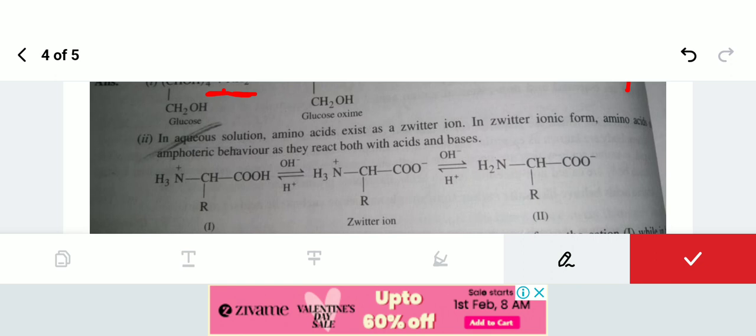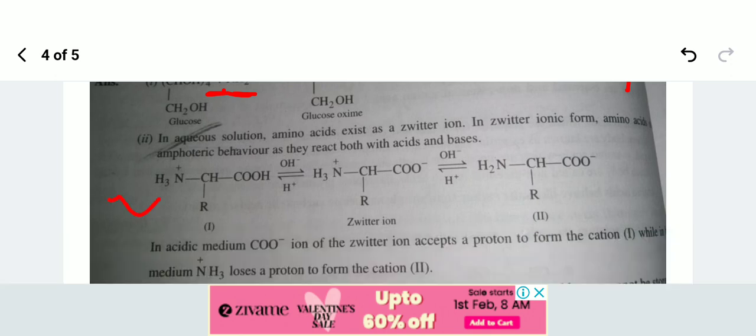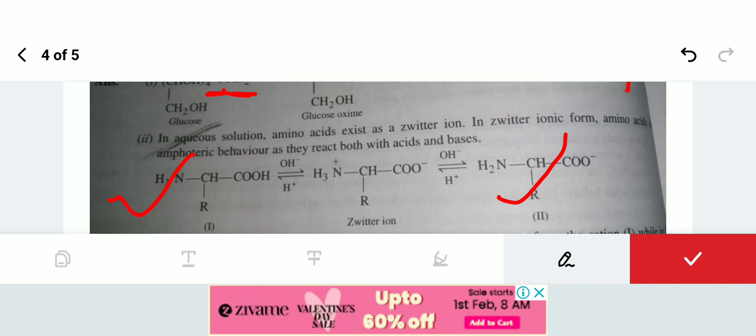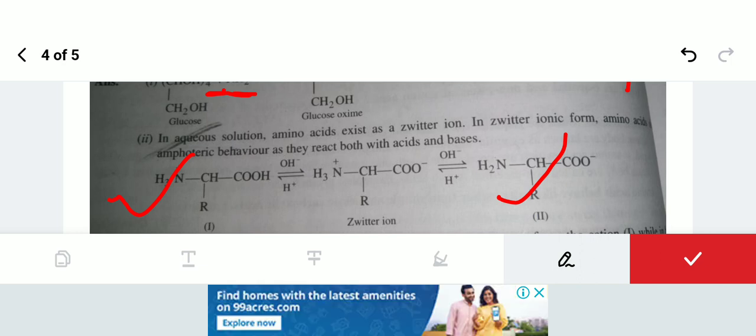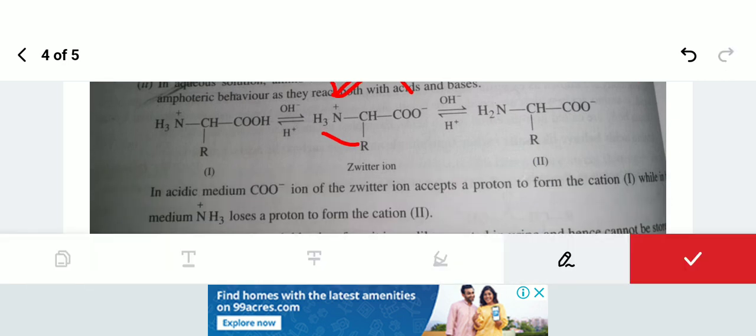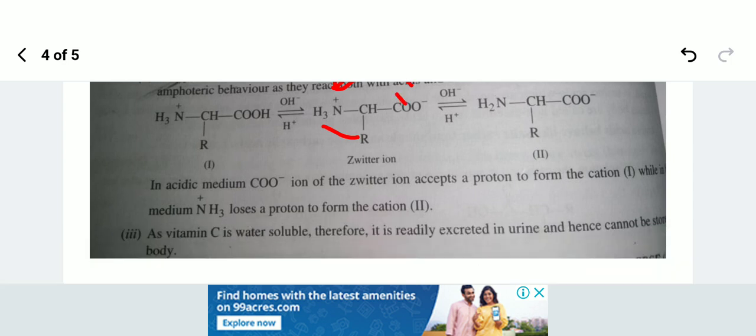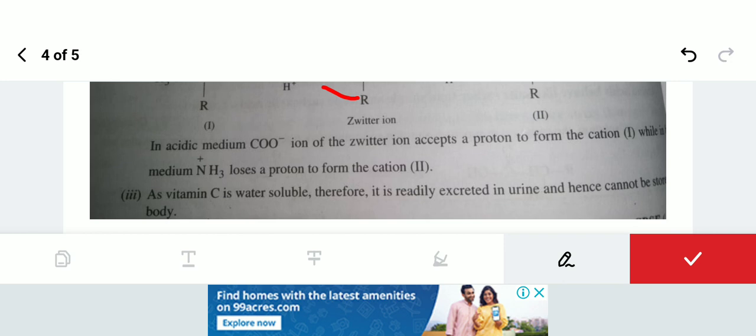Next we have the Zwitter ion. In a Zwitter ion you only need to draw this structure. What exactly is a Zwitter ion? It is a dipole which contains both a negative and a positive charge. They show amphoteric behavior because they react with both acids and bases. One more important point: the carboxylic group loses a proton, which is why it is negatively charged, and the amino group is positively charged because it accepts that hydrogen atom. In acidic medium, the COO minus of the Zwitter ion accepts a proton to form the cation, whereas in basic medium NH3 plus loses a proton to form the anion.